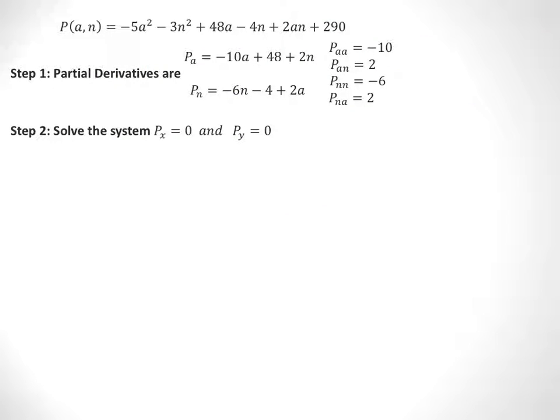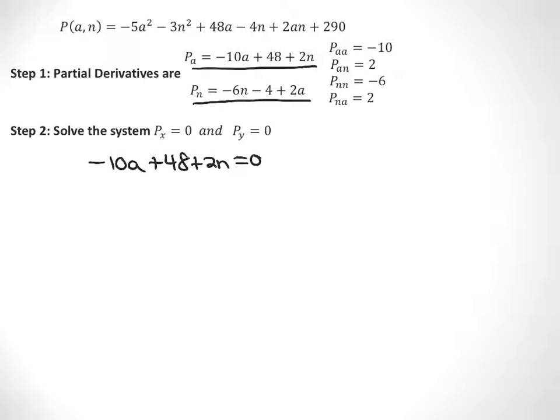Here they are all collected together. Notice all of the second orders are just numbers, so that's going to make it easier later. The second step is to solve the system, and that means we set each of these first order partial derivatives, these guys here, equal to 0. So negative 10A plus 48 plus 2N equals 0.